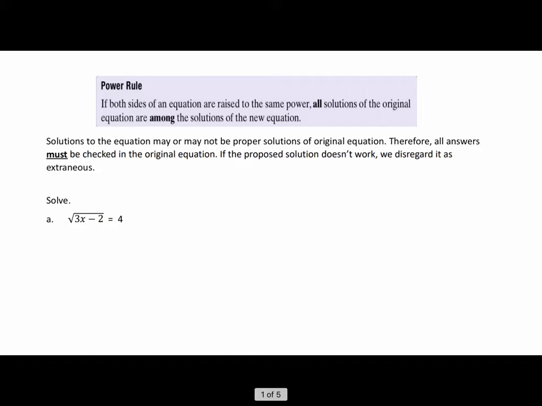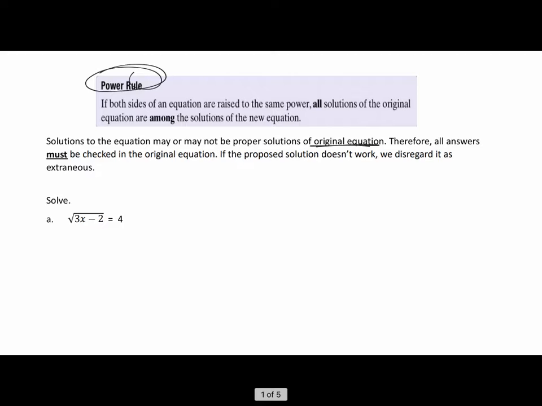In order to solve equations that contain radicals, we're going to have to use this tool called the power rule. If both sides of the equation are raised to the same power, all solutions of the original equation are among the solutions of the new equation. That means sometimes we'll find a solution by using this rule that is not actually a solution to the original problem because of what happens when it's used that way. So solutions to the equation may or may not be proper solutions of the original equation.